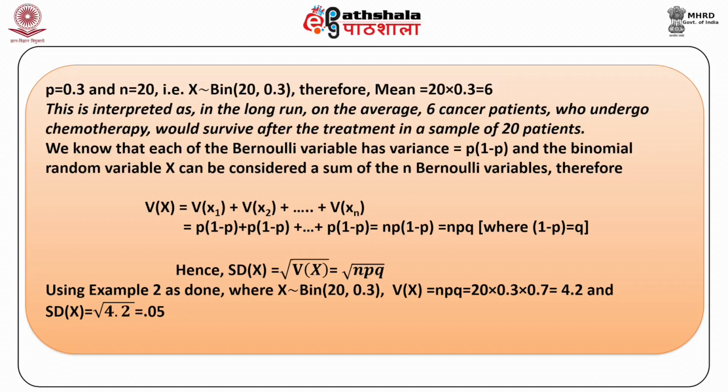We know that each Bernoulli variable has a variance, which we had defined earlier as p into 1 minus p. And the binomial random variable X can be considered a sum of the n Bernoulli variables. Therefore, the variance of X is equal to the variance of X1 plus X2 up to Xn. And this can be written as p into 1 minus p plus p into 1 minus p, and so on, repeated n times. Hence it is also equal to n into p into 1 minus p, or it can be written as npq, because we know 1 minus p is equal to q.